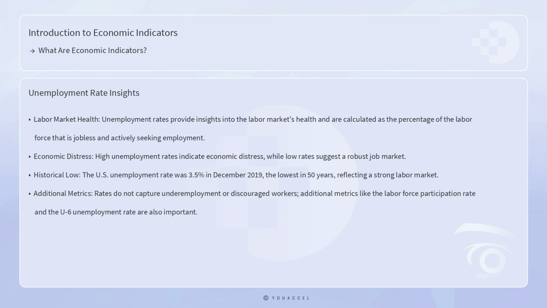Unemployment rates provide insights into the labor market's health and are calculated as the percentage of the labor force that is jobless and actively seeking employment. High unemployment rates indicate economic distress, while low rates suggest a robust job market. The U.S. unemployment rate was 3.5% in December 2019, the lowest in 50 years, reflecting a strong labor market.